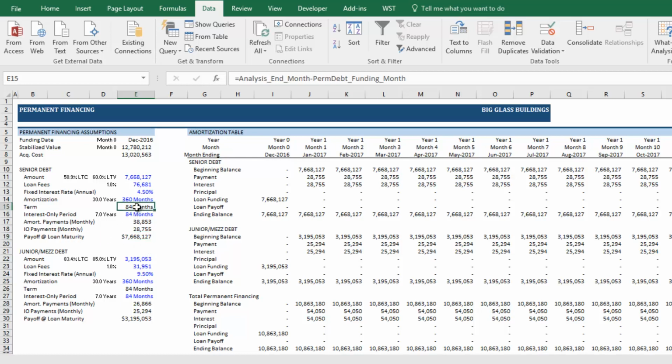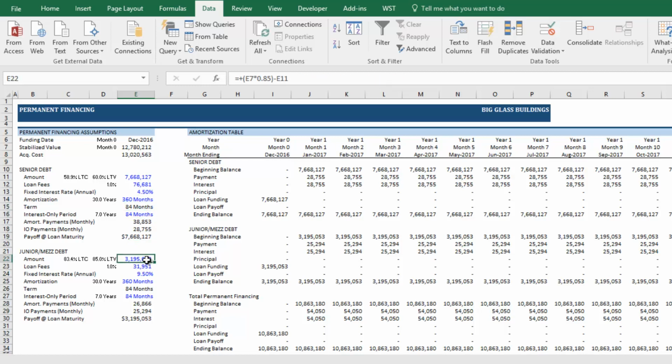Your loan maturity is at month 84, which, by the way, this model automatically lines up your loan maturity or your loan payoff with your exit or your sale date. And I realize in the real world, that's not necessarily what happens. But in the case of calculating returns, having an analysis period, it just makes more sense to line those up. And so your payoff is based on that.